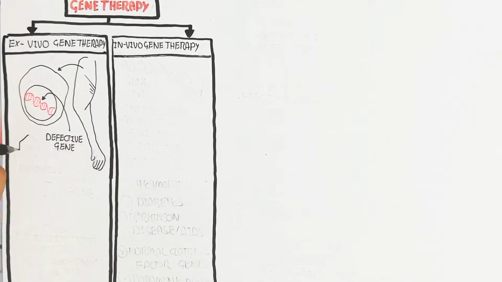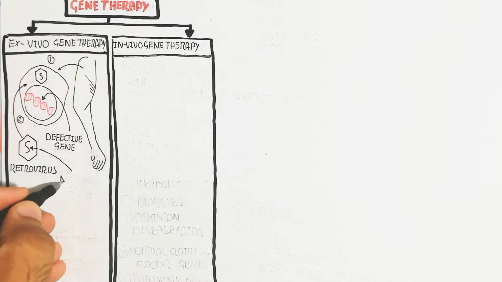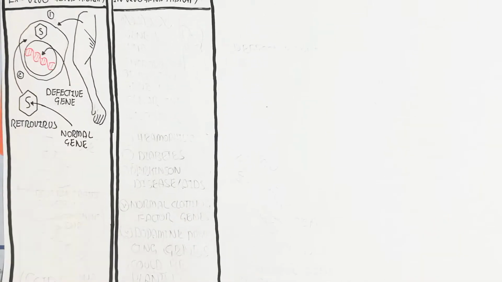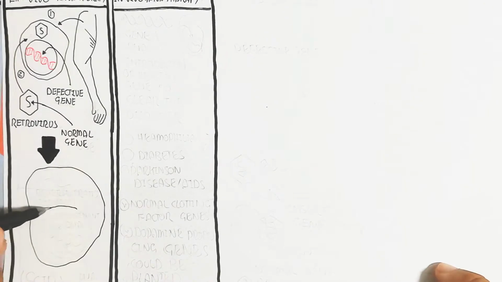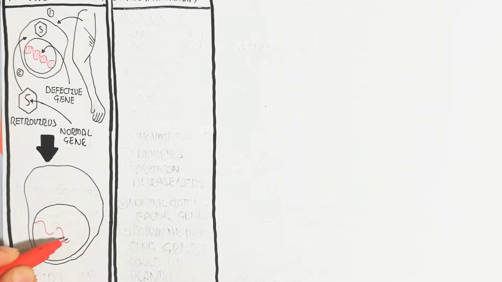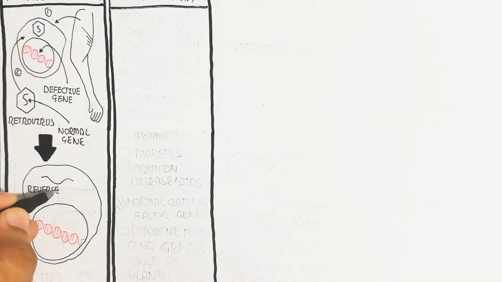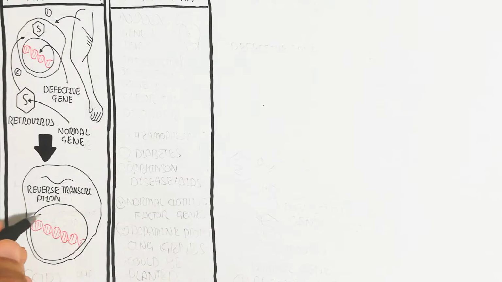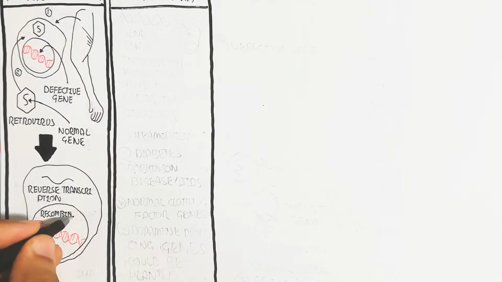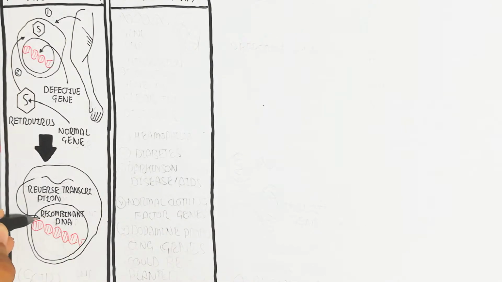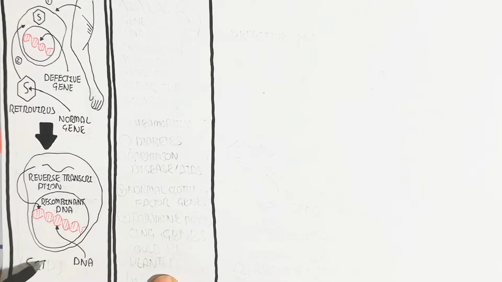In this way, here is the defective gene, while the normal gene containing retrovirus is introduced to the cell. After the introduction to the cell, the reverse transcriptase enzyme present in the retrovirus, and the integrase enzyme, are used for the recombination of the DNA. So in this way, SCID, this disease, can be recovered by this ex vivo gene therapy.